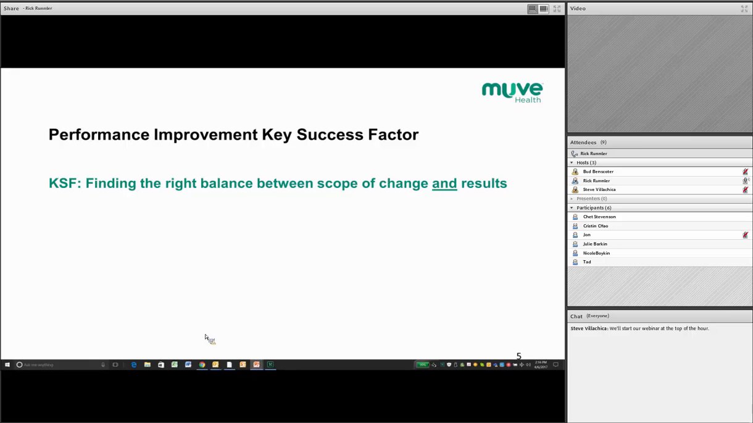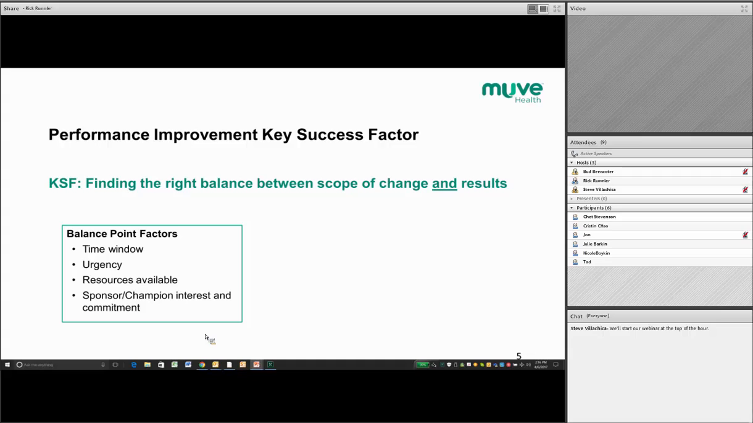If I scope it too big, is it too unmanageable and the time to getting results too long? So, some balance point factors. One is, what is the time window? What's the patience of the organization? If I know that, due to seasonality or changes in management or whatever the case may be, I've got X amount of time in which I've got to get to a result. After that, it becomes questionable whether I'm going to be able to keep the focus and attention of the organization, and that's a huge factor.